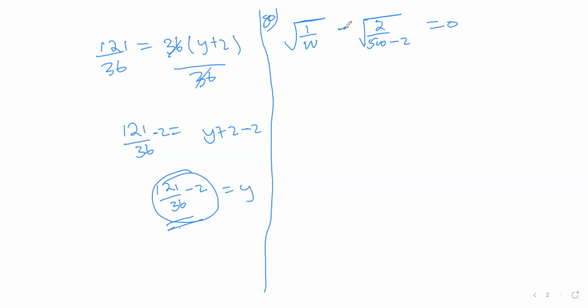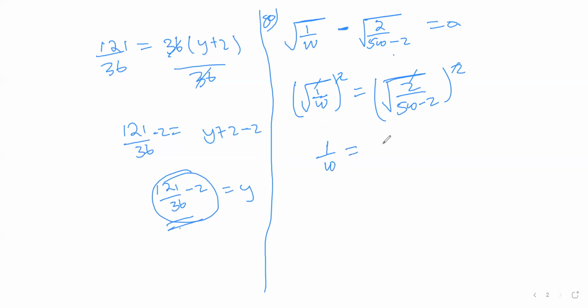How do we go about this? First things first, isolate the radicals. There should be only one radical on each side of your equation for you to be able to remove the radical sign. So if I move this one to the other side by adding it on both sides, I end up with something that looks like this. Now I am ready to square both sides so that my radicals can go away. 1 over w is then equal to 2 over 5w minus 2.